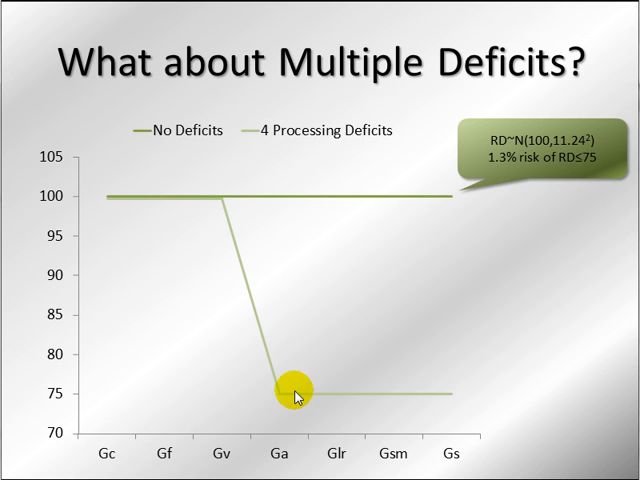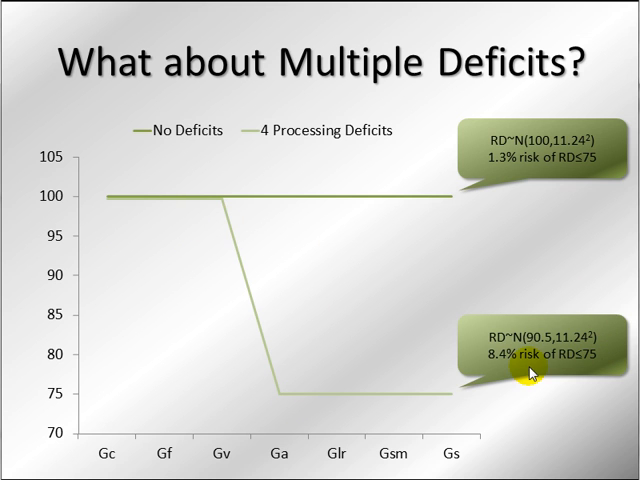Well, what about this profile? Well, on average, these people have a reading decoding score of 90.5. By the way, 90.5, that's still considered in the average range. So half of people with this profile would be predicted to have a reading decoding score of average or better. And of all the people with this particular profile, 8.4% of them would have reading decoding scores of 75. 8.4, that's not a lot. Most people do not have reading scores this low, even with this pretty severe profile.